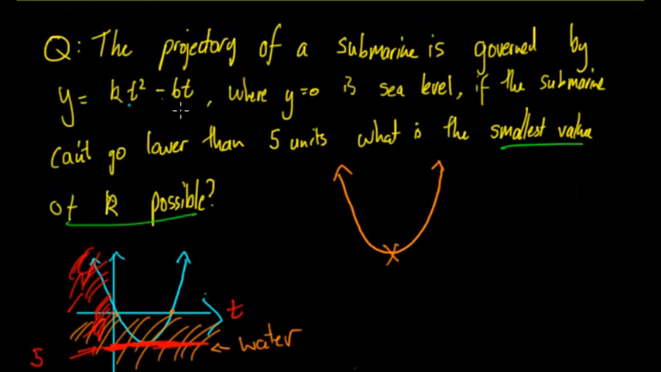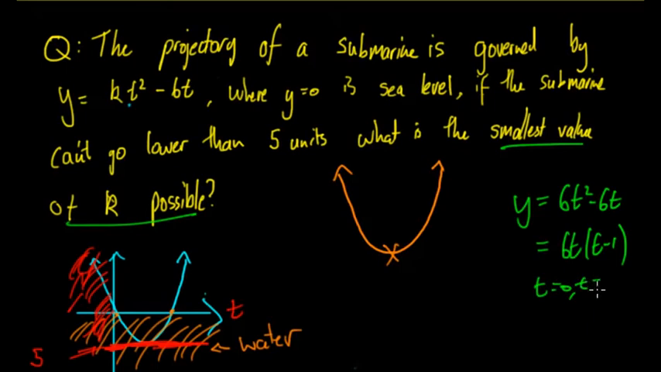Well, what happens when k is large? So y is equal to, let's say, 6t squared minus 6t. Well, that is equal to 6t(t minus 1), and that means that the x-intercepts will be at t equals 0 and t equals 1. And the low point will be less than 5 units. You can graph that and you can see that. So the larger the value of k, the curve goes less deep, or it goes shallower.